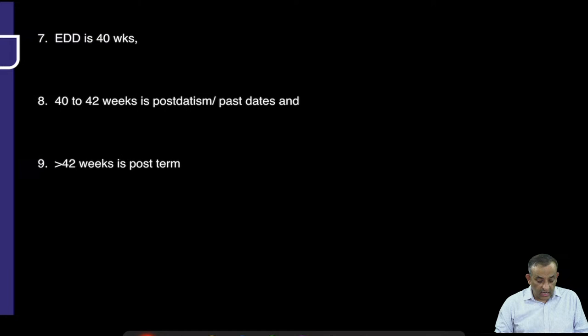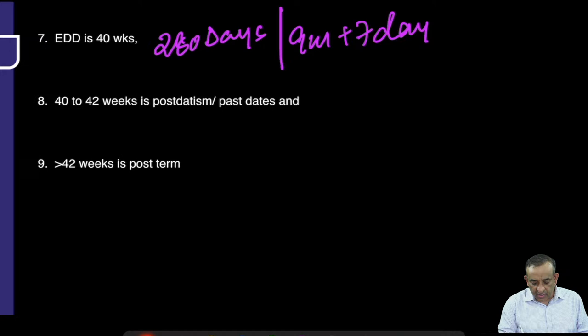Now, expected date of delivery, what is that? That is 40 weeks. That is 280 days of pregnancy, or 9 months and 7 days, like we know from Naegele's formula. So this 40 weeks or 280 days or the 9 months and 7 days, all of that is what is known as the expected date of delivery. How many percent of women deliver on the expected date of delivery?